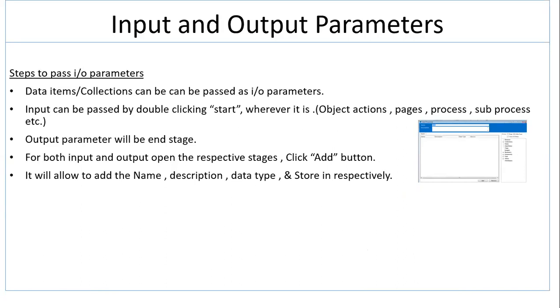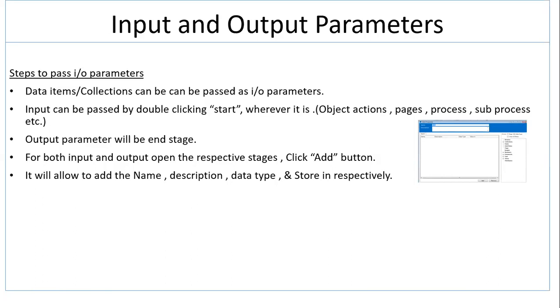Now the next step is how to create input and output parameters to pass from one page to another page, or from action to action. Data items and collections can be passed as input parameters or output parameters, as I've already explained. Input can be passed by clicking the start stage. You will have a start stage in each and every page because every page should have a start stage. That is mandatory.